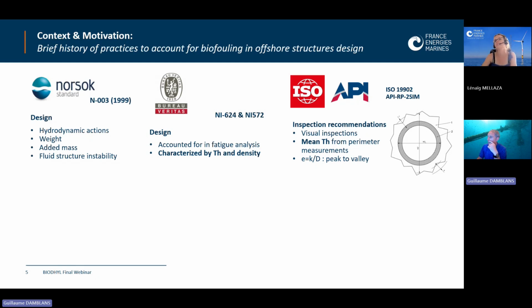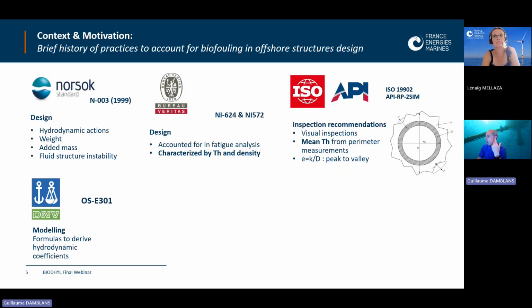So ISO and API have some specific recommendations for inspection. Typically, they introduce the fact that thickness can be measured using a T-tape, a flexible T-tape. Also, how to define roughness with certain assumptions. And DNV proposes some improved formulas to introduce a hydrodynamic coefficient taking into account biofouling. And then some first default values, if we don't have any in-situ data, are proposed.